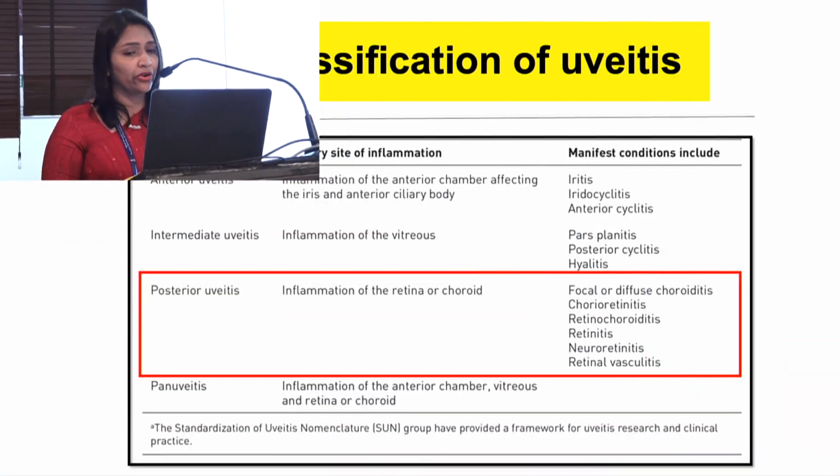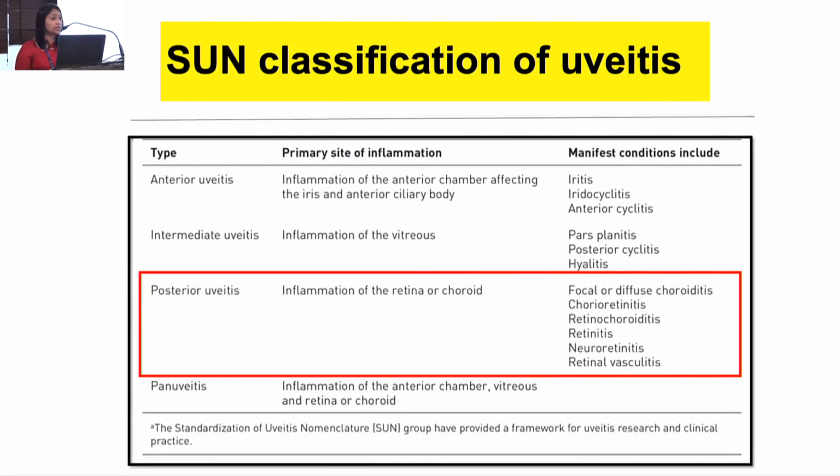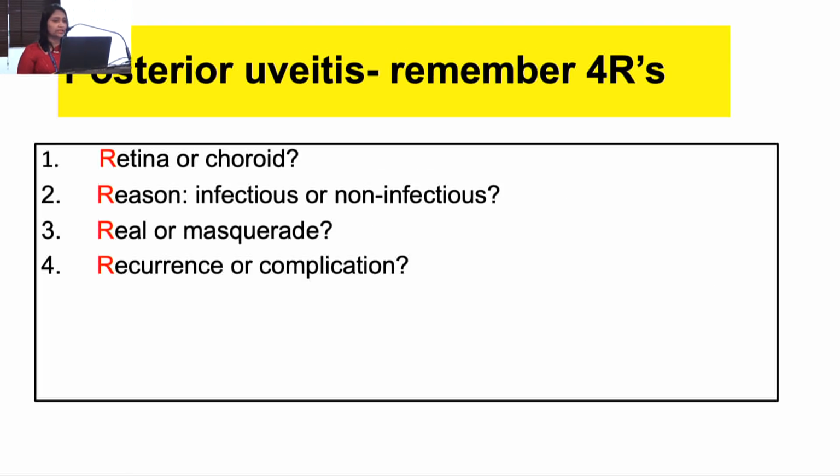Yeah. So starting with the SUN classification of uveitis, we call it posterior uveitis when there's inflammation of the retina and the choroid. So it can be a retinitis, it can be a choroiditis, chorioretinitis or retinochoroiditis, neuroretinitis or retinal vasculitis.